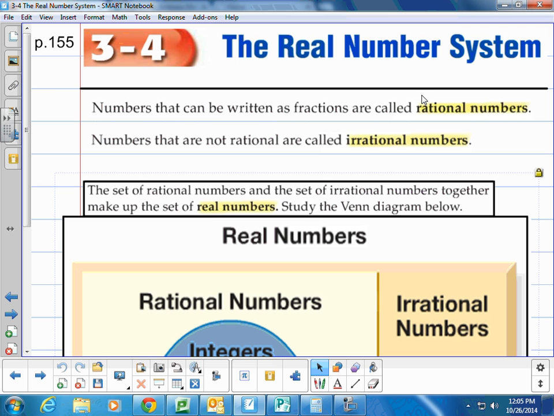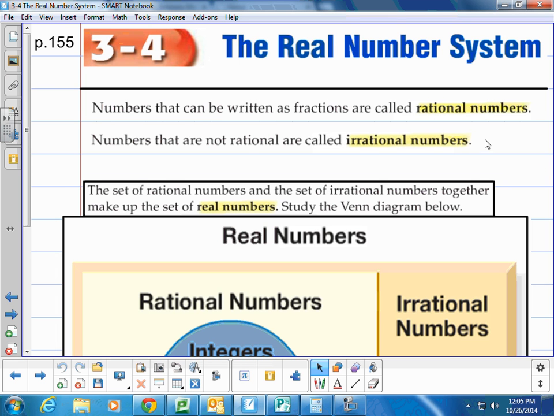So the real number system. Numbers that can be written as fractions are called rational numbers. We learned that back in chapter 2. So rational numbers are numbers that can be written as fractions. 3/4, a whole number can be written as a fraction. Decimal numbers that repeat and terminate can be written as fractions as well.